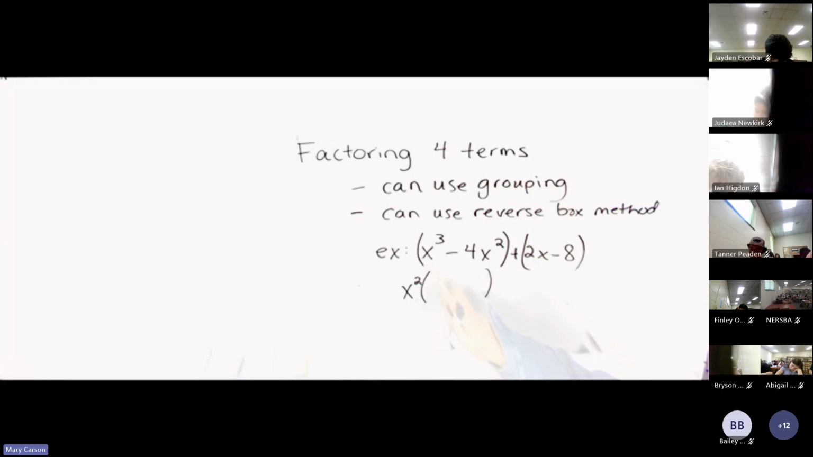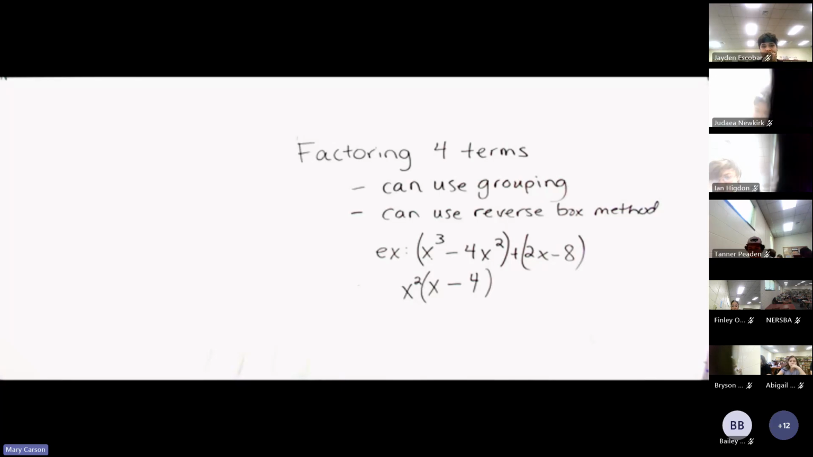Okay, so this one's going to end up being x squared times what gives you x cubed. We need an x. We bring down our minus sign, and then I need a 4 here. Does everybody see that? So x squared times x gives you x cubed. X squared times negative 4 gives you negative 4x squared. Then I'm going to do the same thing to this one. What do these 2 have in common? What's the GCF of 2x and 8?